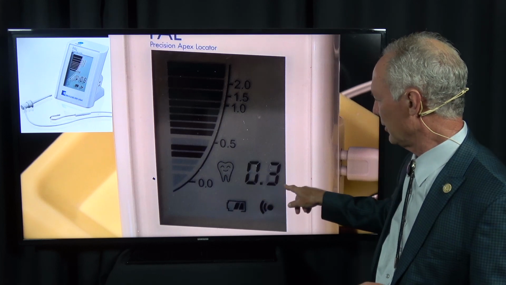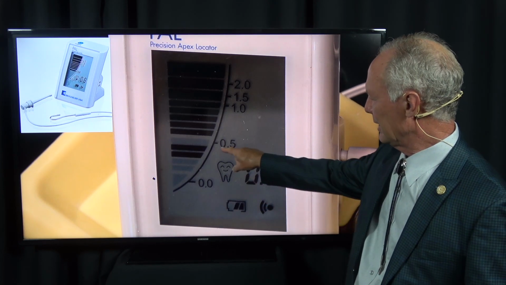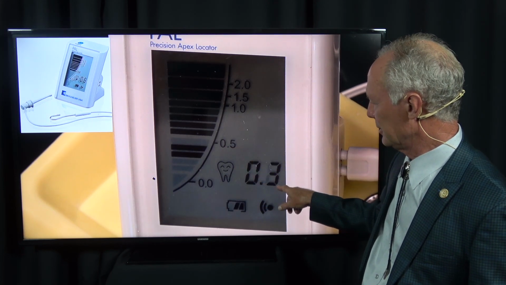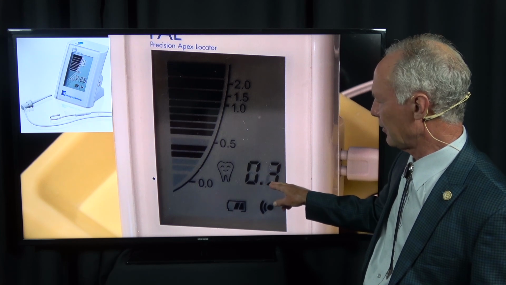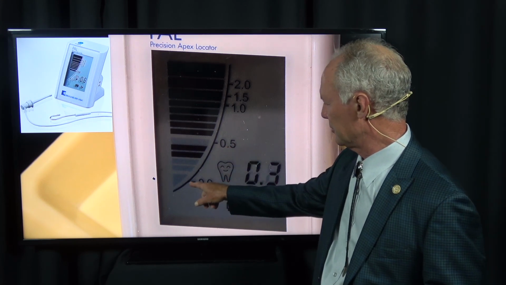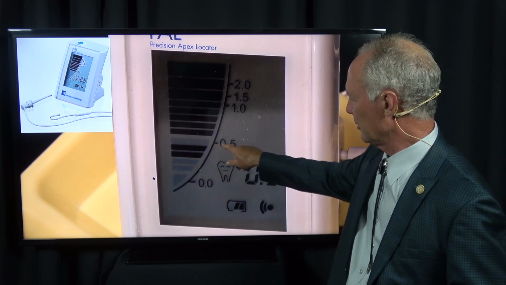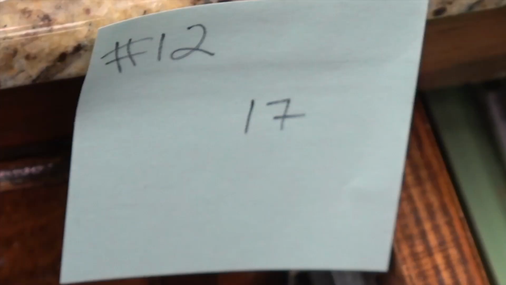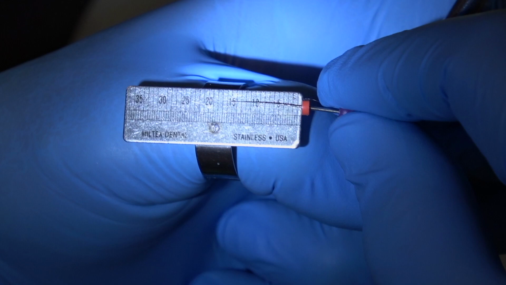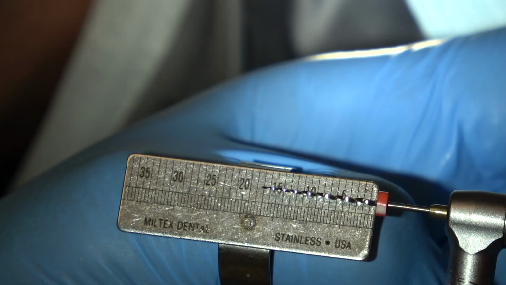So this is 0.3. You want about 0.5. 0.3 is good from the apex. This is how far you are from the apex of the tooth. This would be 0, 0. So 0.5 is perfect. This is very good. So we know number 12 is 17 millimeters long.